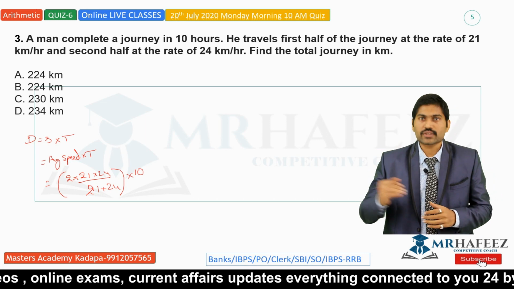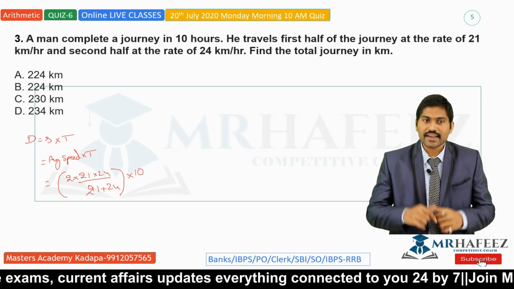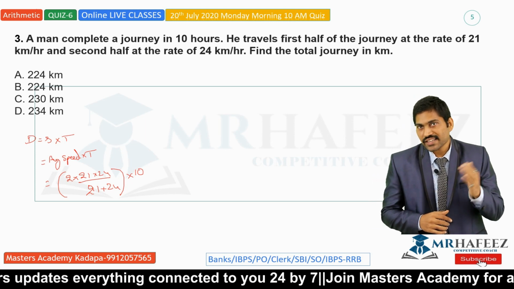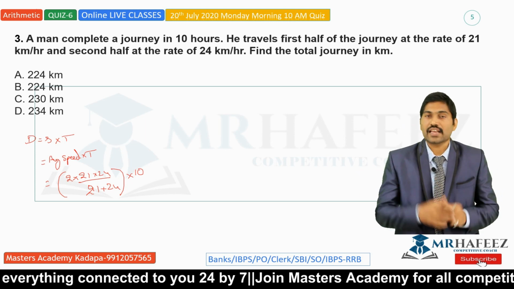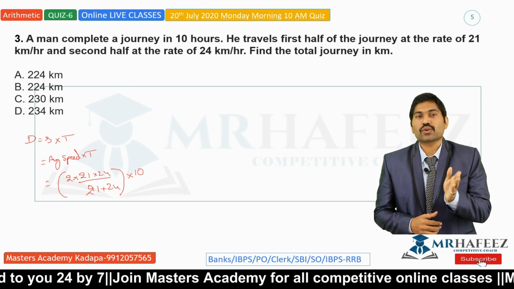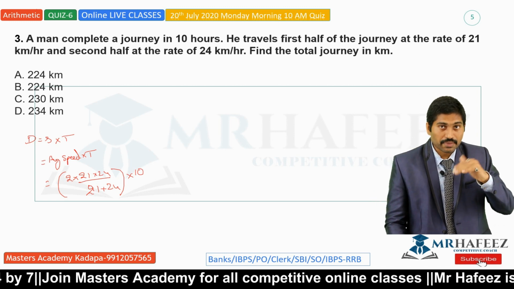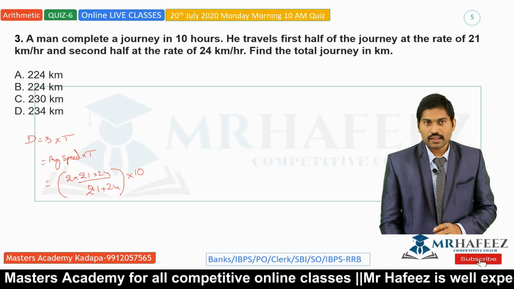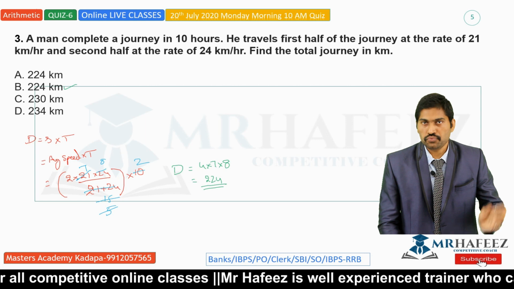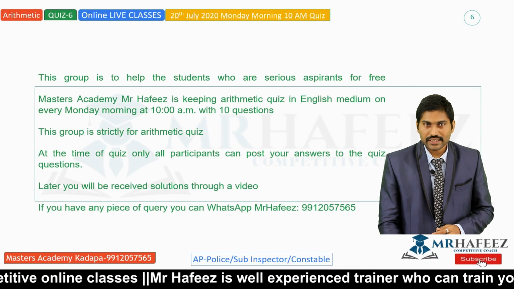Distance equals speed into time. Speed here is the average speed into time. The average speed is 2 s1 s2 by s1 plus s2, because the two distances are equal. 2 times 21 into 24 divided by 21 plus 24, into 10. So after cancellation you will get 224. Answer over. Next.